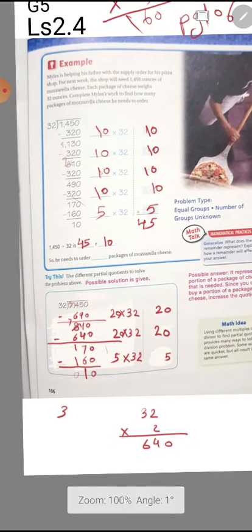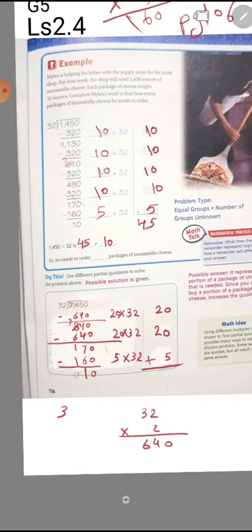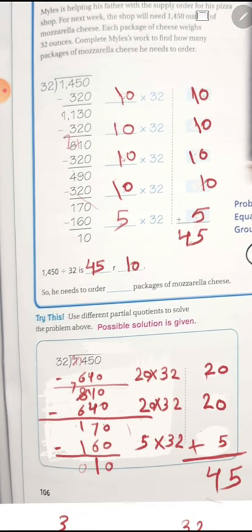Look, here and here, if you want to find the quotient, if you add all those, 0 plus 0 plus 5 equals 5. 2 plus 2 equals 4. So the quotient is 45. So the answer right here is 45, and the remainder here is 10. So look, I have the same answer right here, right? Because right here the answer was 45 and the remainder was 10.